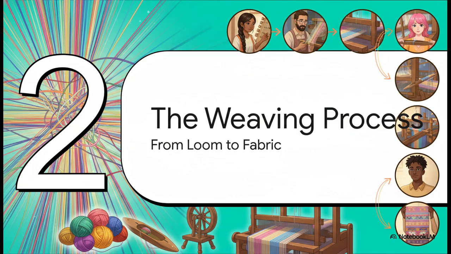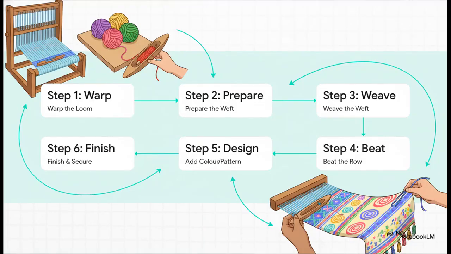How do you actually go from a bunch of string to a piece of cloth? Turns out it's a pretty logical 6-step process. First, you gotta stretch those warp threads onto the loom. That's your foundation. Then you get your weft thread ready, usually on something called a shuttle. Step 3 is where the action happens. The weft starts weaving over and under. Now, step 4 is so important. You have to beat or press each row down to make sure the fabric is tight and even. After that, you can start adding colors and patterns. And finally, you just secure the ends. See? It's methodical and it is incredibly effective.